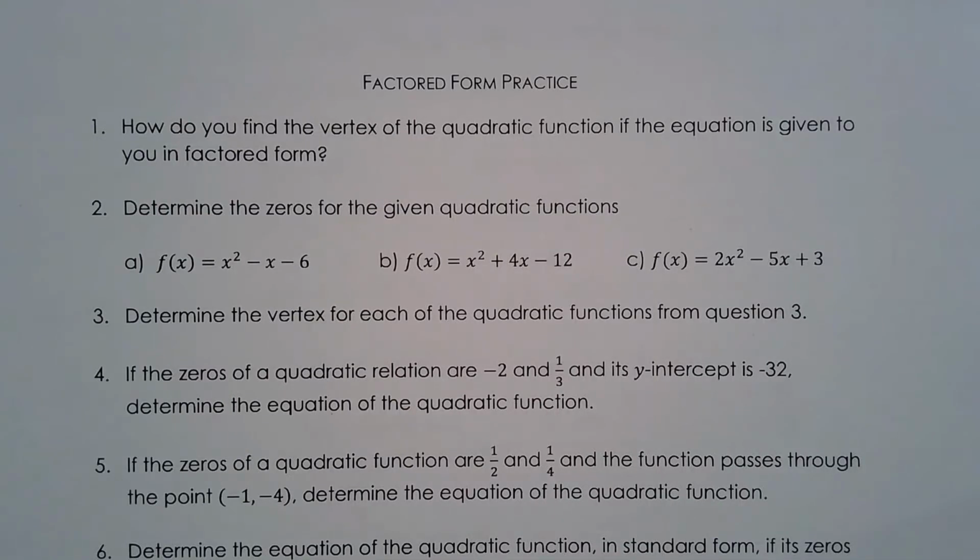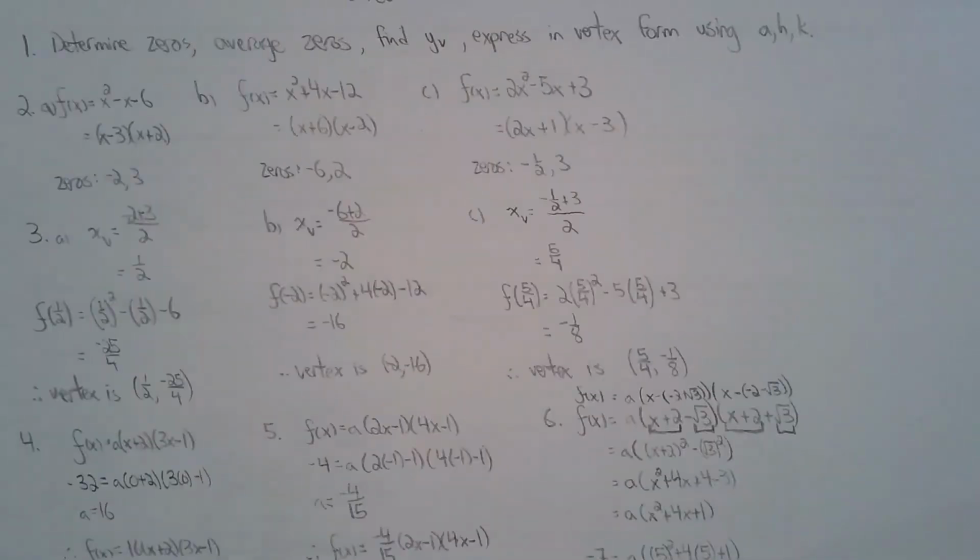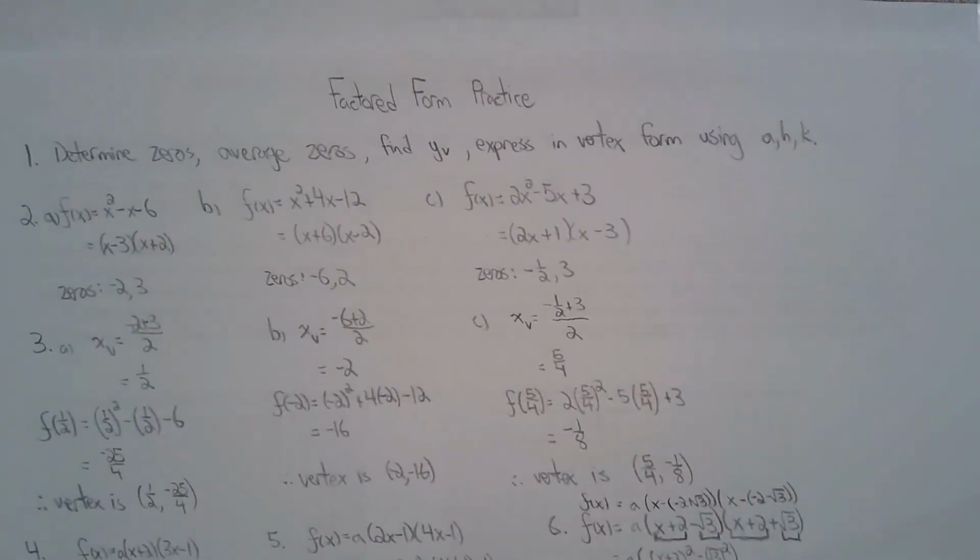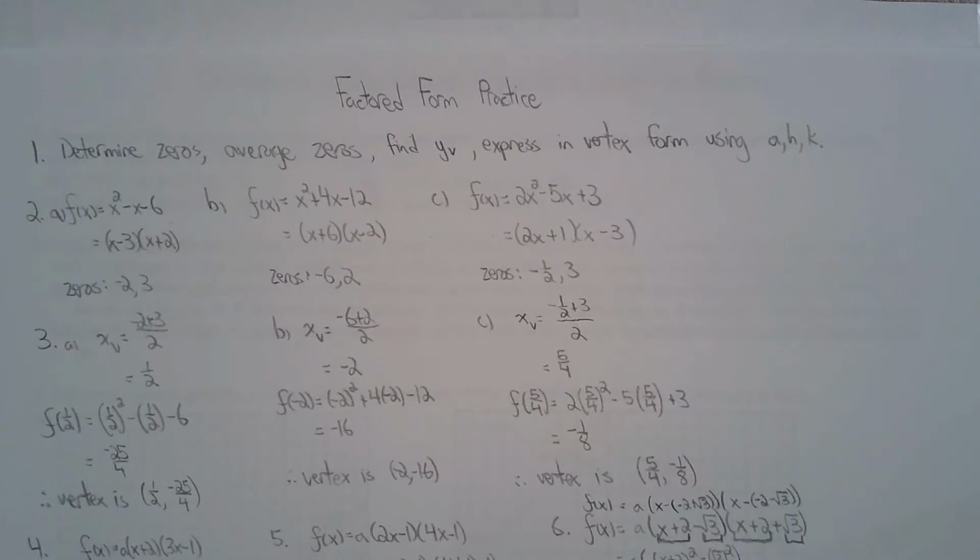In this video, we'll take up the homework on the factor form practice. So the first question is asking us, how do you find the vertex if it's given to us in factored form? So determine the zeros, average the zeros, find the y-coordinate of the vertex, and then using a, h, and k, you can write it in vertex form.